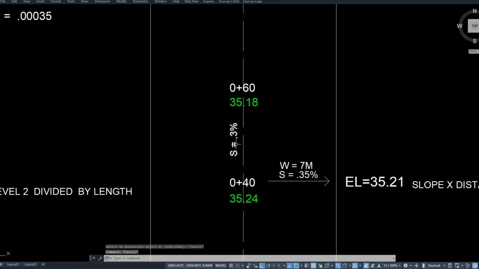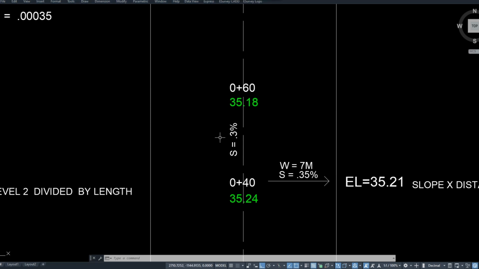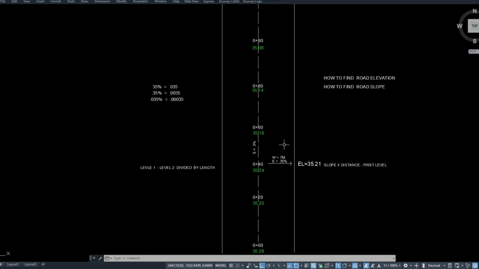Let's cross-verify the slope by finding the second level. 0.003 into 20 meters, minus first level. We can see the level is 35.18. This is how we can calculate levels and slopes.